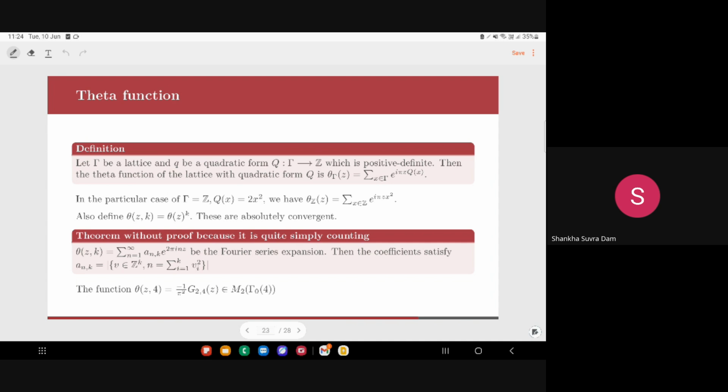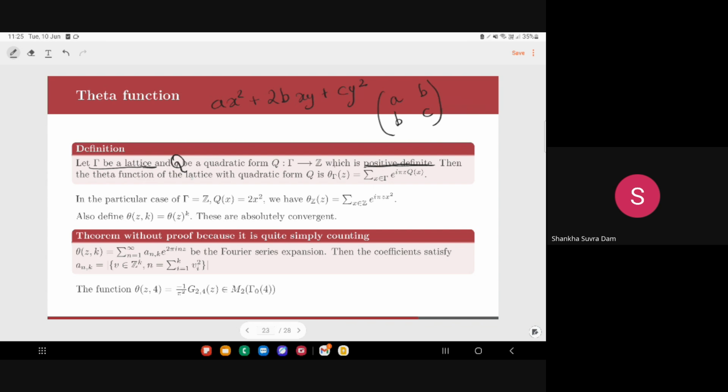So we define what is known as a theta function, better known as the Jacobi theta function. Let Gamma be a lattice, and let Q, capital Q, be a quadratic form, which is positive definite. Functions of this sort are said to be quadratic forms, and if the matrix is positive definite, we say that the quadratic form is positive definite.